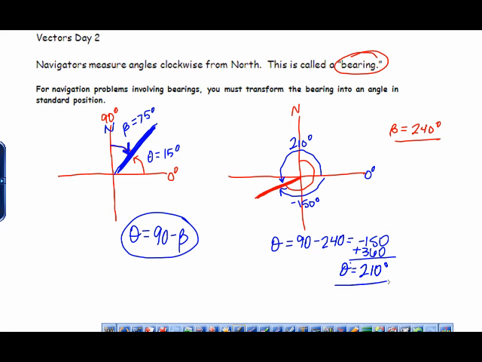That's what you do each time. 90 minus the bearing. If it's negative, which it will be most of the time, you're just going to add 360 to get a coterminal angle, and then you get your theta, which is 210 degrees.